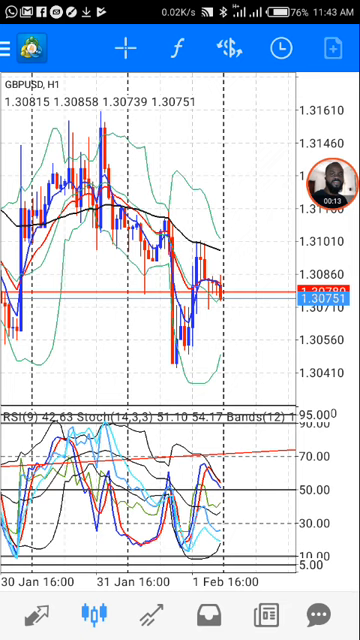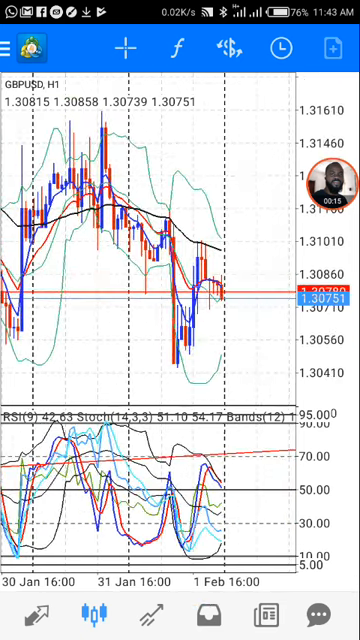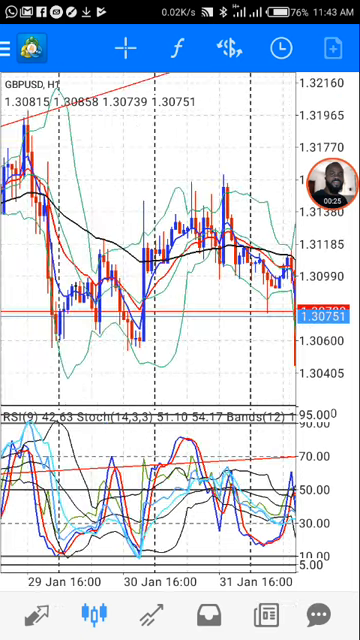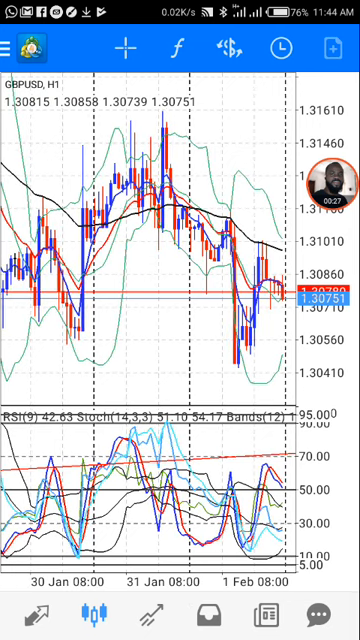Okay, a friend asked me to show him how to draw Fibonacci using your phone. So that's what I want to do now. With just a little time, let me show you how to draw Fibonacci very quickly.